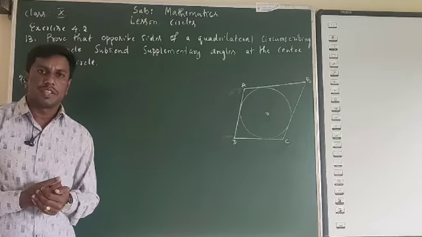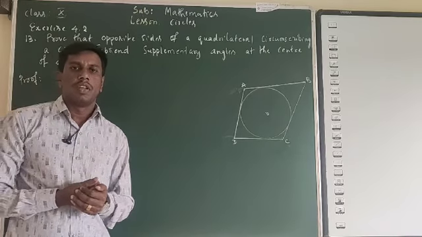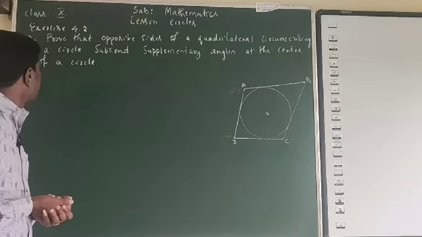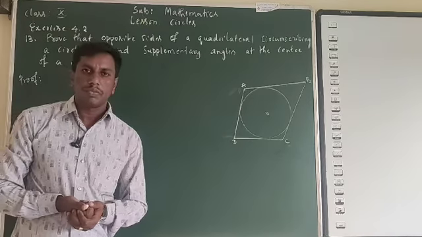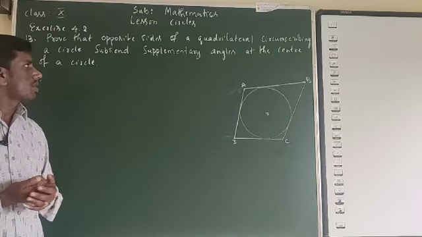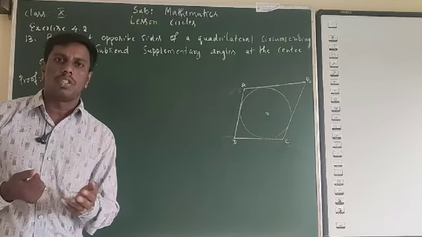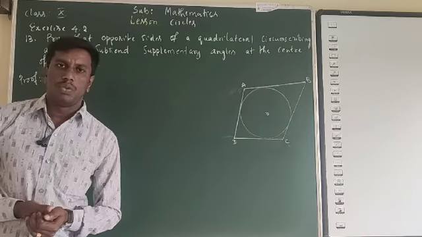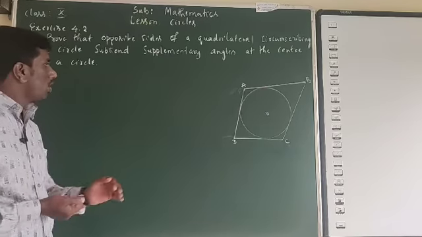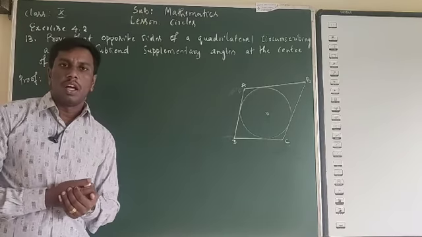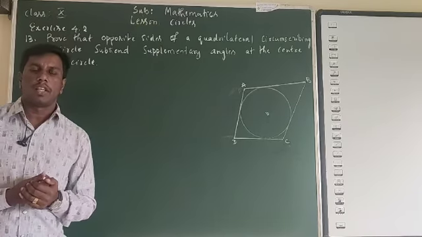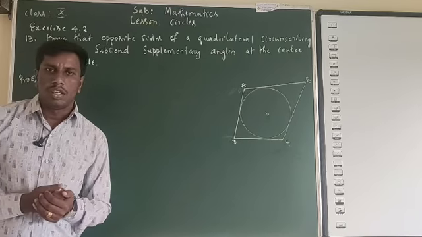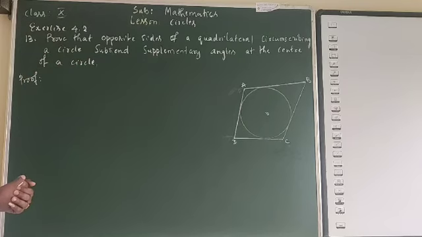We know that we will be discussing the lesson Circles. In exercise 4.2, in the last class we discussed the 12th question. In today's class we will discuss the 13th question, which is the last question in exercise 4.2. If you complete this, we will complete the lesson. Then we will do some examples of whichever parts you find difficult in that lesson, and then we will go to the next lesson. So we will discuss the last question.